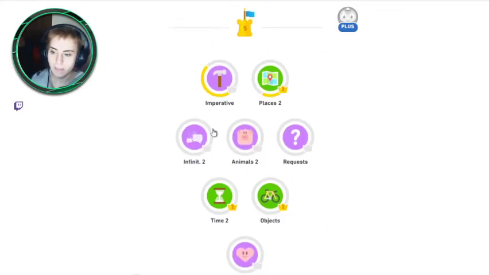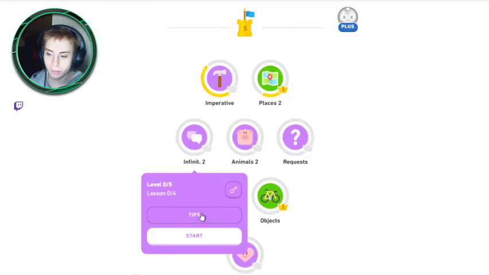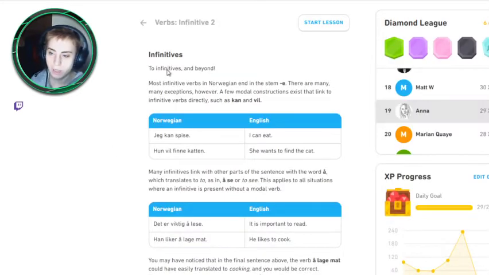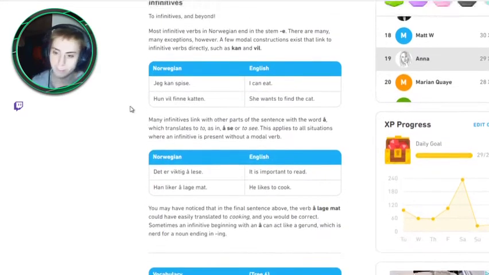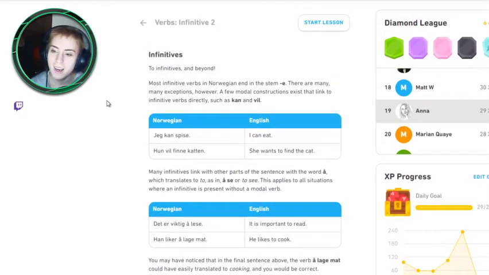So then next we have another verb case. The infinitive. Most infinitive verbs end in E. There are many exceptions, however. And then there are exceptions to the exceptions. A few modal constructions exist that link to infinitive verbs directly, such as can and will.